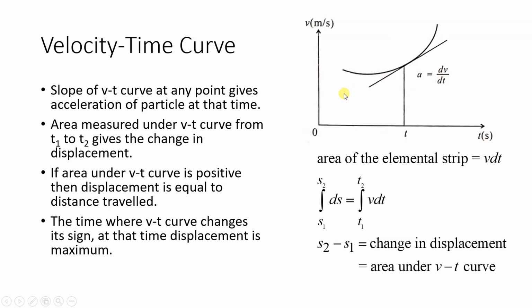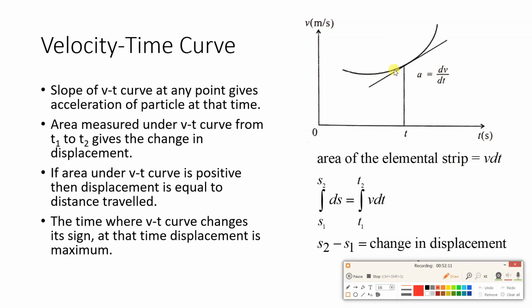Then second thing, if you see the area under the VT diagram, what will be this area? Area will be V into dt. So you have to consider the area of an elemental strip. So here we will consider a small, very small area. So what will be the thickness of this? It will be dt. And what is the height of that rectangle? It will be velocity. So what will be the area of this? Area will be velocity, which is the height. So here on the y-axis, you will be able to get this velocity value.